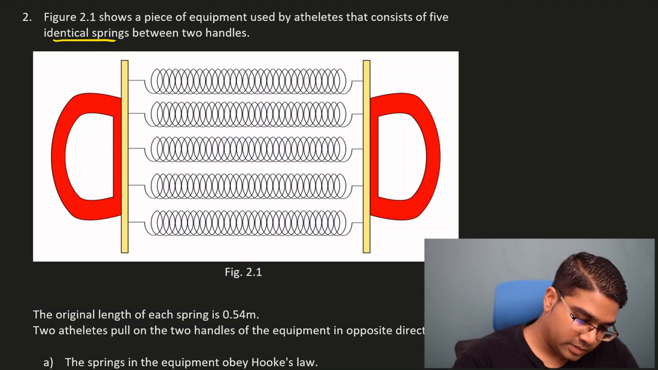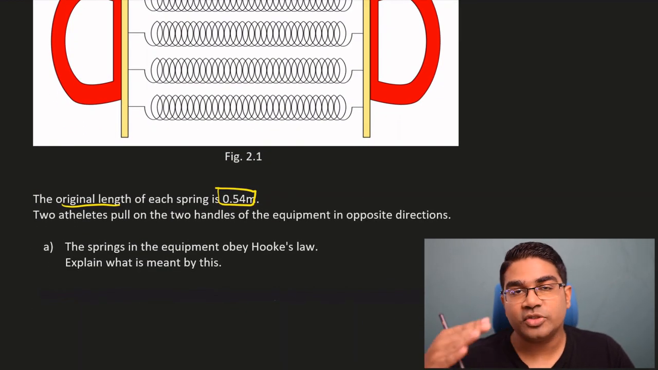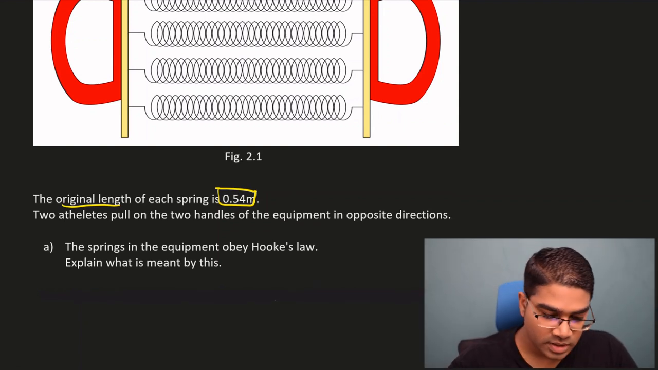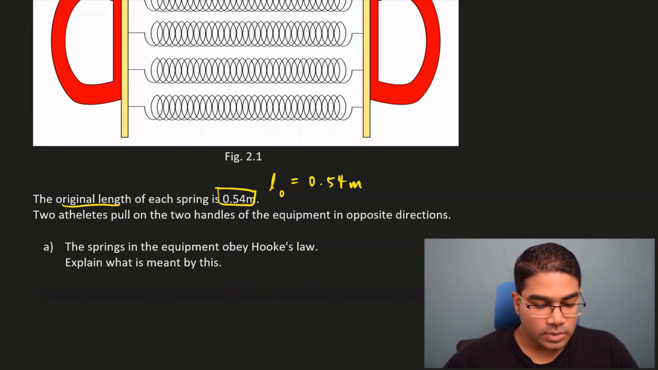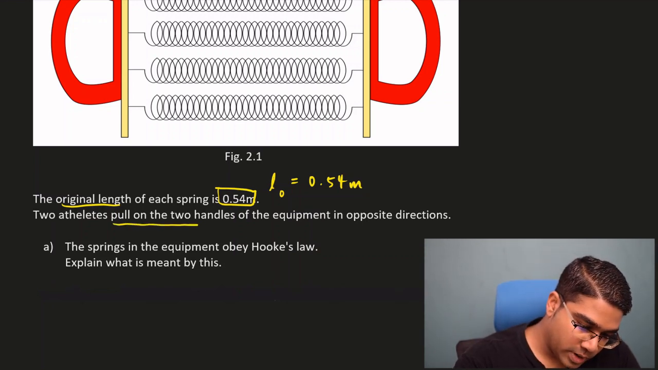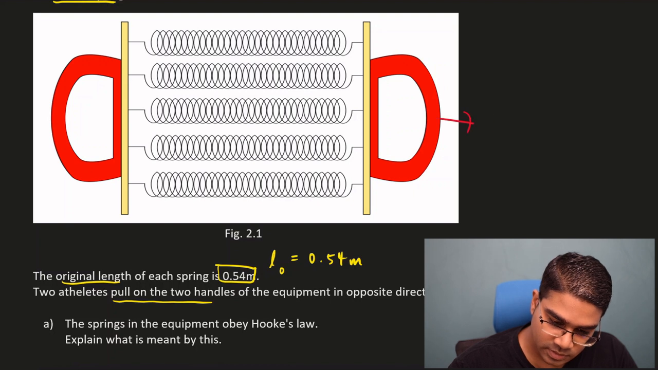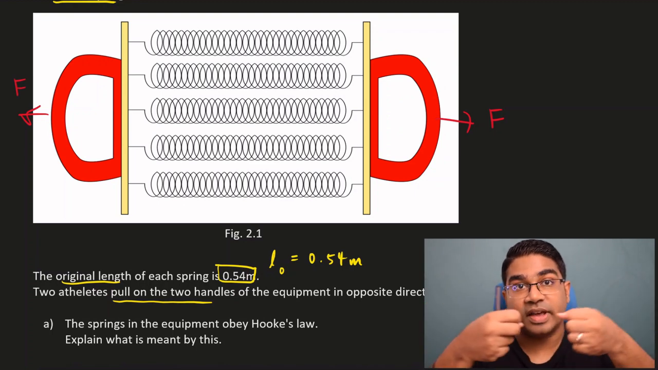Now the original length of each spring is 0.54 meters. So the original length, meaning the unstretched length, the length before any force is applied, is 0.54 meters. So let's just label that as L naught. This is equal to 0.54 meters. Now 2 athletes pull on the 2 handles of the equipment in opposite directions. So what's happening here is forces are being applied on both sides, here as well as here. 2 athletes are pulling on opposite sides.